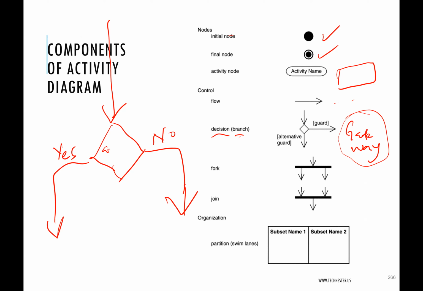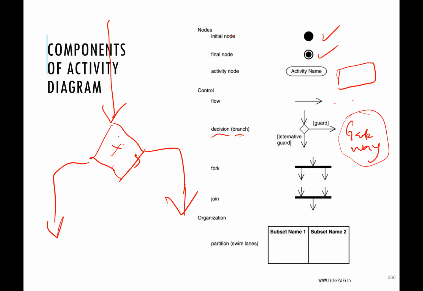Like, are you hungry? Yes, no. So if it's yes, do something. If it's no, do something else. So you can have it like this. You can use it just for the sake of splitting, not yes or no, just to show that this one thing we split into two different operations.